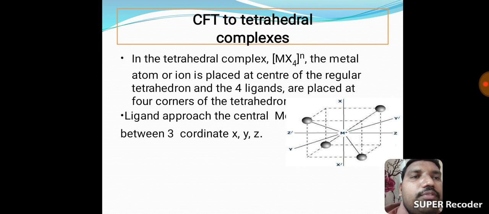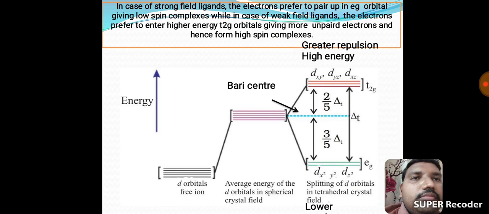The 4 corners have 4 ligands. In the middle, there is the central metal atom. This is the diagram of a tetrahedral complex. In tetrahedral complex, dx square y square and dz square have less energy, and dxy, dyz, dzx have higher energy. T2G is excited in tetrahedral complex. EG is at a lower level in tetrahedral complex. The CFSE values are 2 by 5 del T and 3 by 5 del T.